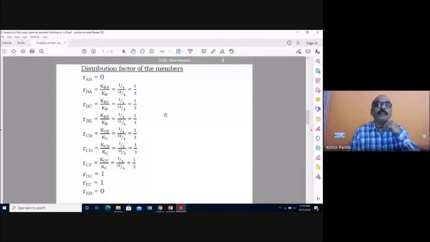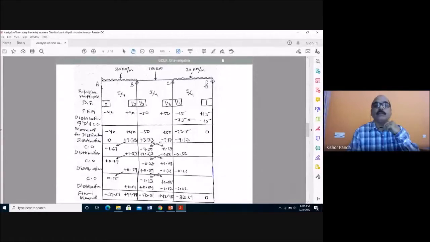So here you take one ABCD, that is a horizontal member, draw a vertical line just below ABCD, and you have to write the relative stiffness of the members, I by 4, and you have to write the distribution factor for DAB 0, DBA 1 by 3, and DBC 1 by 3, and DCB 1 by 3, DCD 1 by 3, and DDC 1.